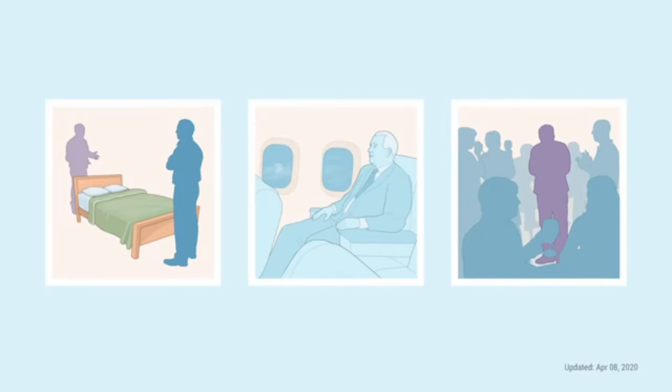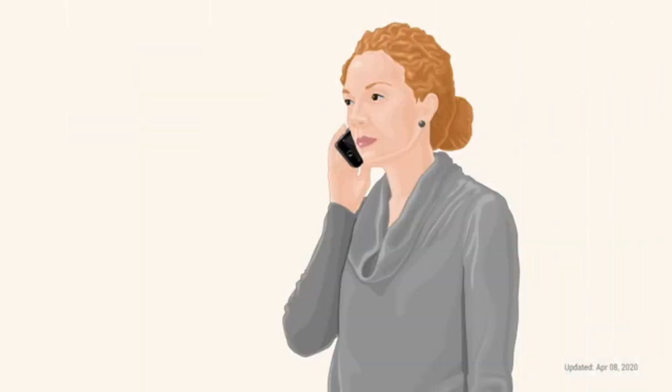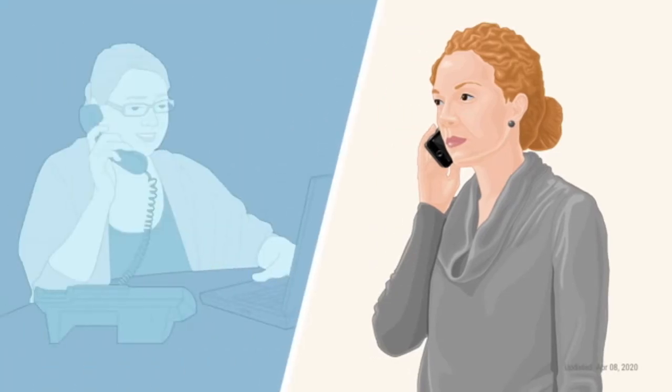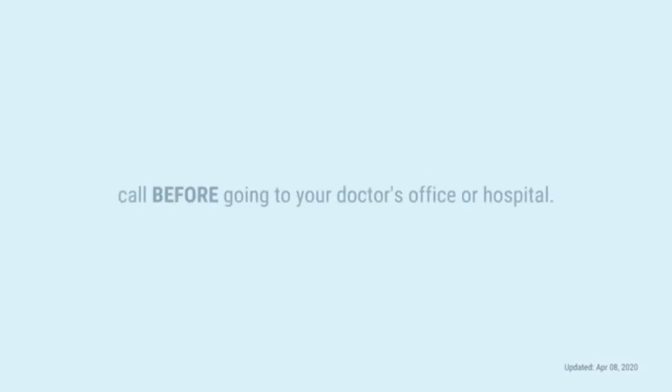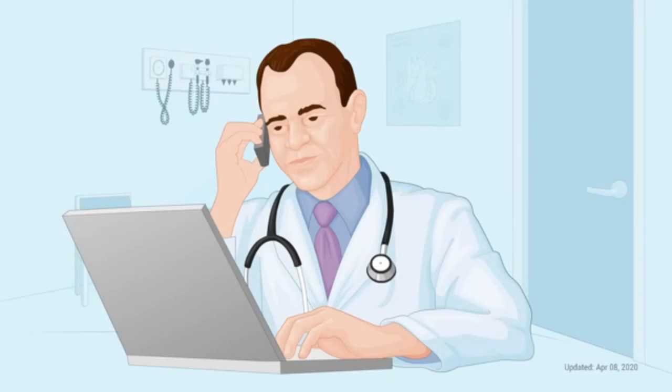If you think you've been exposed to someone who has COVID-19 but aren't having any symptoms, call your doctor, hospital, local urgent care facility, or public health office. They can tell you what to do next. If you think you might have been exposed and you have symptoms like fever or cough, you should call before going to your doctor's office or to a hospital. Your doctor can tell you what to do and if you need to be seen in person.